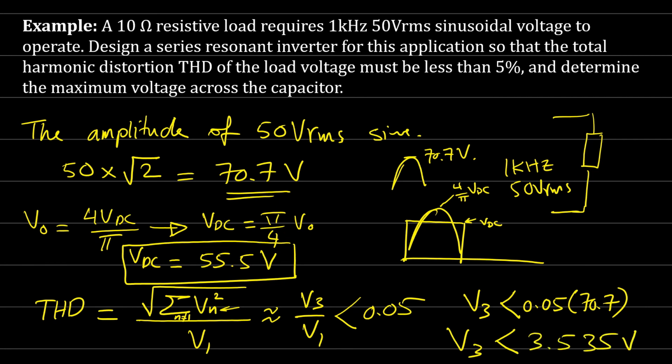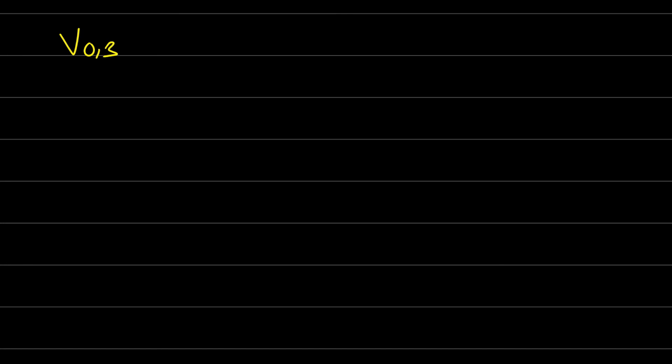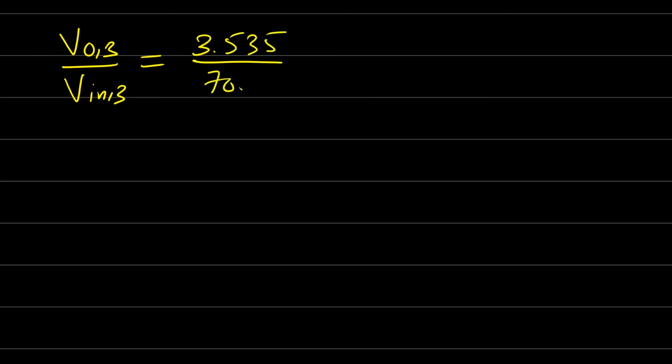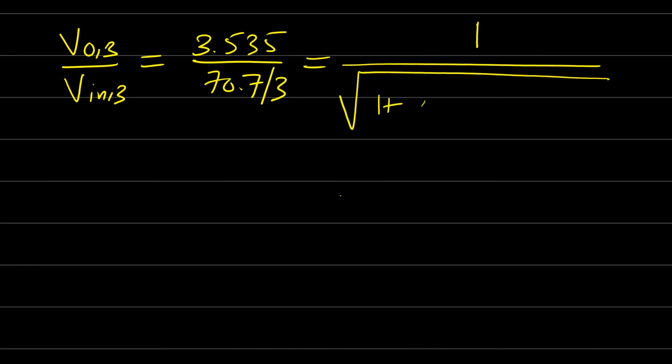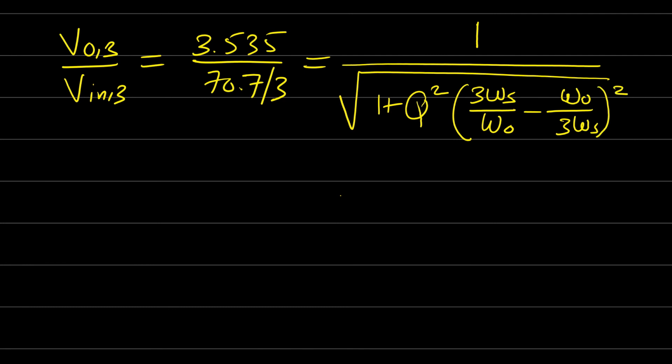3.535 volts. Now let's take this value of the third harmonic, which is important, and put it in the equation that we just obtained. So the third harmonic over the input voltage is equal to how much? 3.535 over 70.7 over 3, the n value is 3. So this will be equal to 1 over 1 plus Q squared times (3 omega s over omega naught minus omega naught over 3 omega s), and this will be squared. Try to solve this equation.